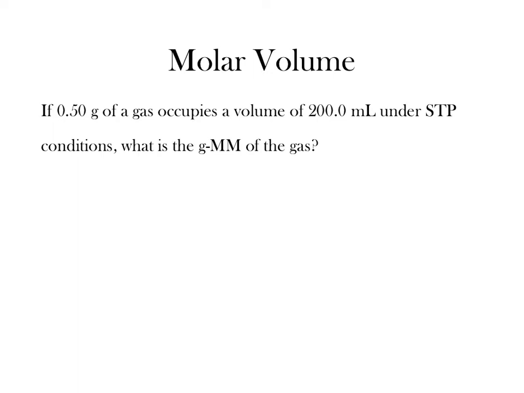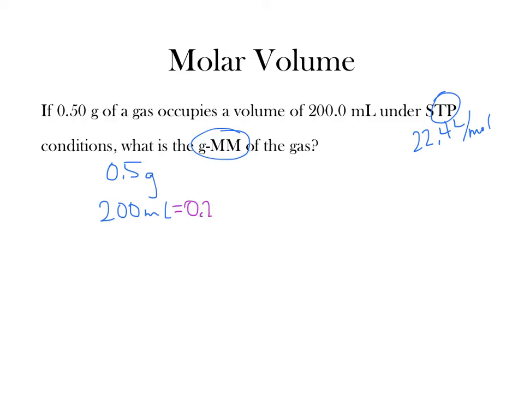All right, if 0.50 grams of a gas occupies a volume of 200 milliliters, under STP conditions, what's the GMM of the gas? Well, I know if it's STP conditions, then 22.4 is the volume of 1 mole. So if I'm looking for the GMM, I'm looking for the mass of 1 mole. And so then my 0.5 grams and 200 milliliters will relate. So let's go ahead and make those relate. First of all, 200 milliliters is 0.2 liters. So we can kind of set up direct proportion.